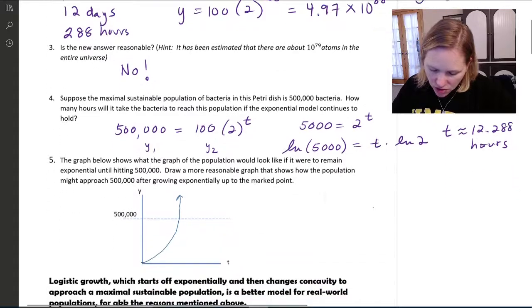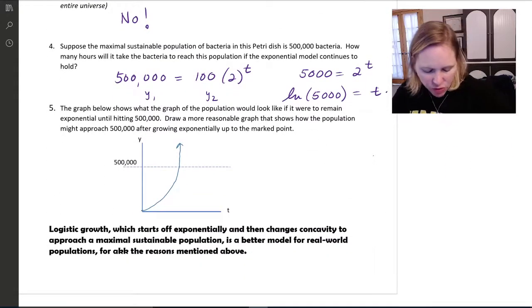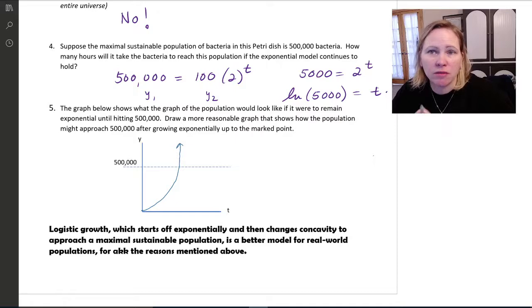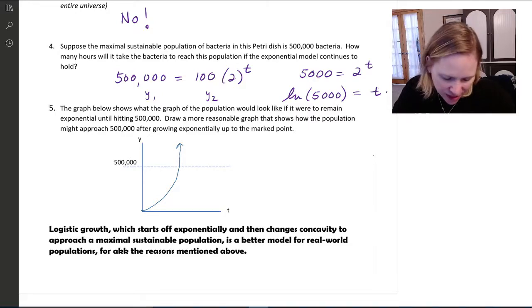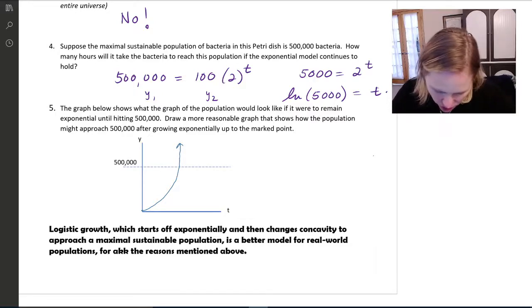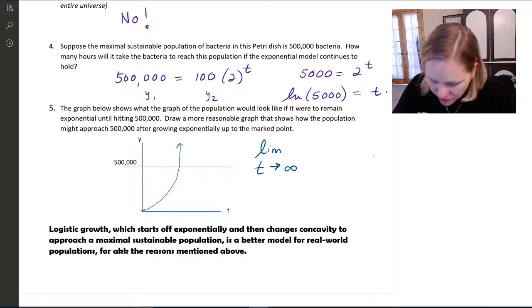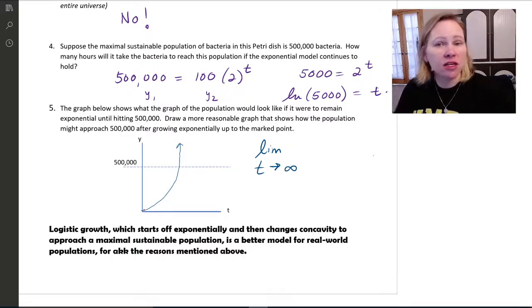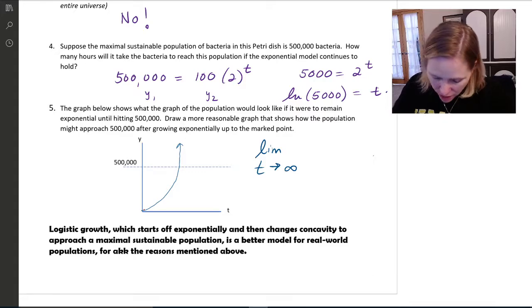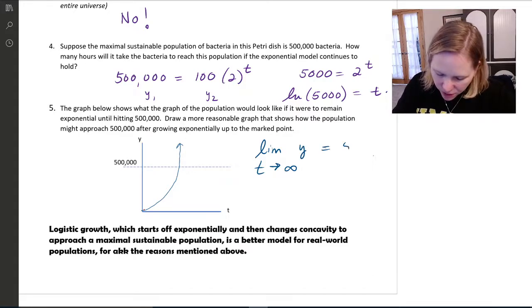So looking here at number 5, the graph below shows what the graph of the population would look like if it were to remain exponential until hitting 500,000. Let's draw a more reasonable graph and see what it might look like. And hopefully, if you guys are following along, you'll draw this graph. And if 500,000 is our maximum, what we're saying is that the limit of this function, as t is approaching some sort of infinity, right? So as t approaches an infinite amount of time, the limit of my function y must be 500,000.